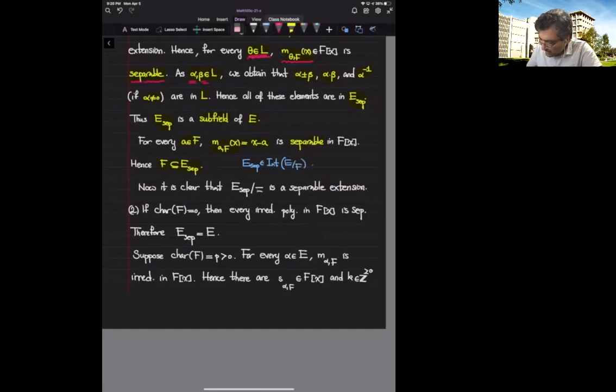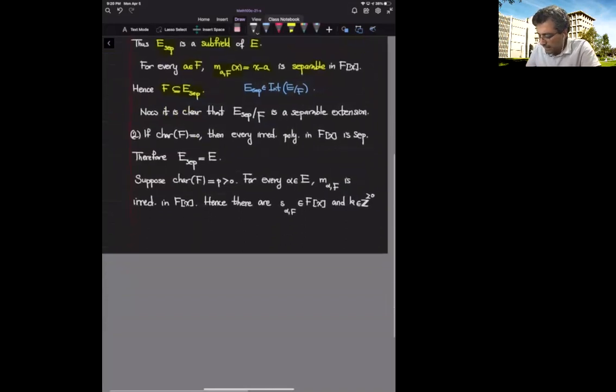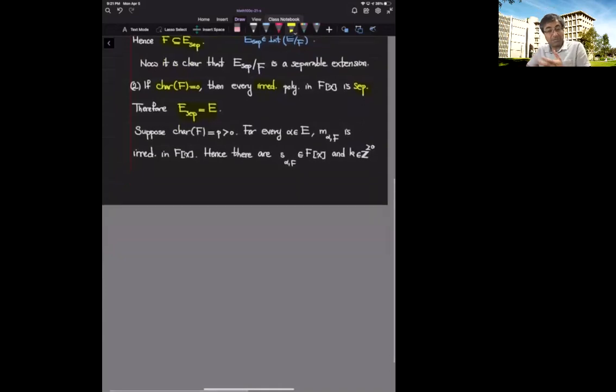Now this part is clear, that E sep over F is a separable extension, as I've explained. And similarly, this part we have discussed many times, that when the characteristic is 0, every irreducible polynomial is separable, and therefore the extension is a separable extension, and so this equality is okay. Now let's go to the other non-trivial part of the argument. The other non-trivial part is when the characteristic is a positive characteristic, p.